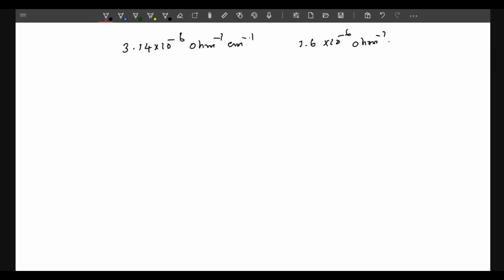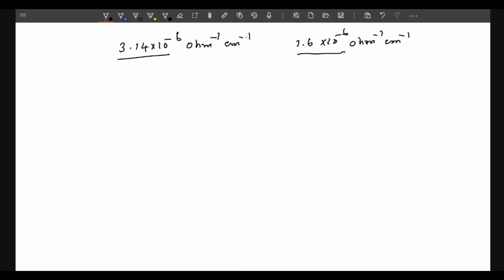Here water is having this conductivity. Solution is having this conductivity, water is having this conductivity. Therefore, the values are more or less nearly the same. Therefore, you should make a correction. Otherwise, there will be an error in it. What is the solubility product of silver chloride?